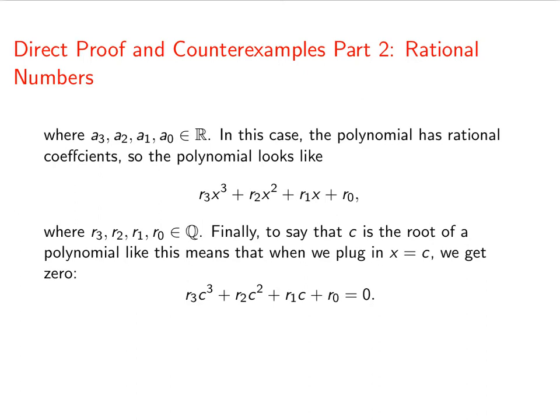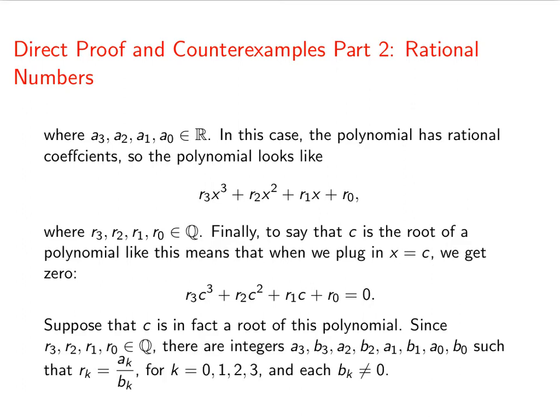So finally, what do we mean when we say that c is a root of a polynomial like this? That means when we plug in x equals c, we get 0. So r3c cubed plus r2c squared plus r1c plus r naught is equal to 0. So now let's suppose that c is in fact a root of this polynomial.